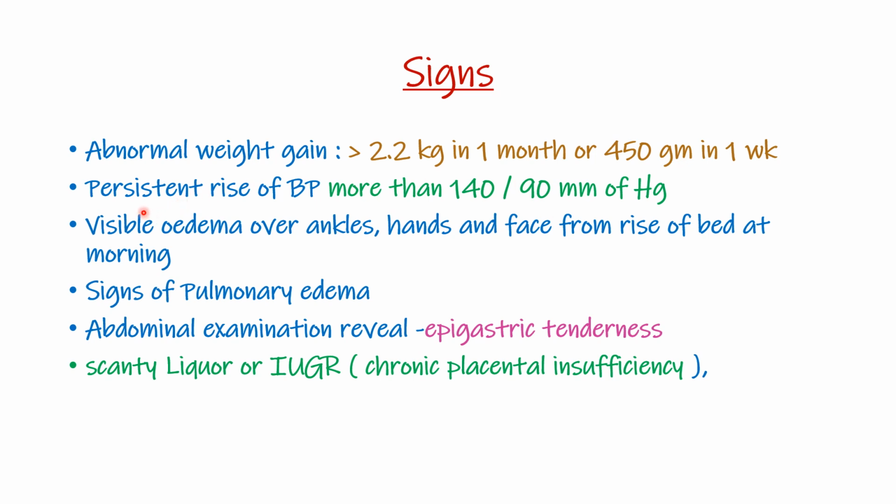In addition to that, persistent rise in BP, that is more than 140 to 190 millimeters of mercury. Visible edema, as I've talked about, over the ankles, hand, face, from the rise of the bed in the morning. Also, signs of pulmonary edema. Abdominal examination will reveal epigastric pain because we said we have liver involvement. In addition to that, when you're doing an obstetric examination, you're going to note scanty liquor or intrauterine growth restriction. This is because of chronic placental insufficiency.